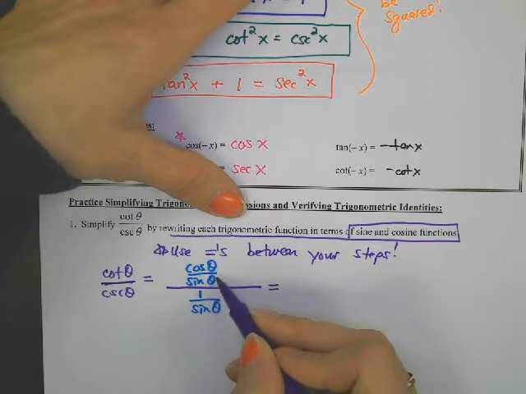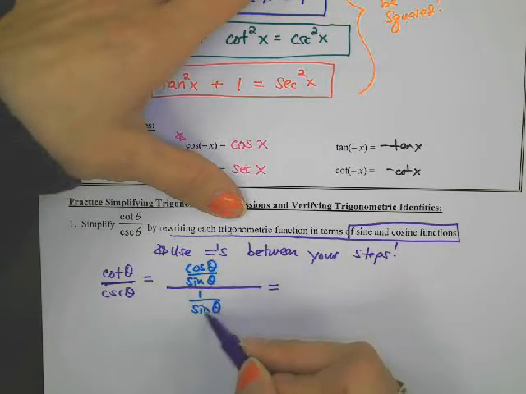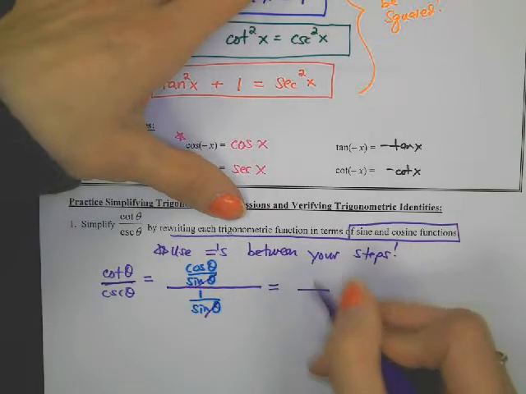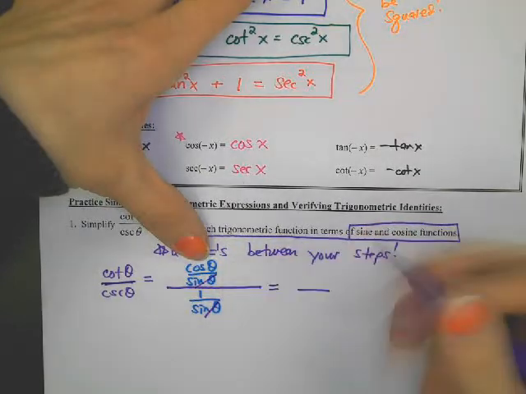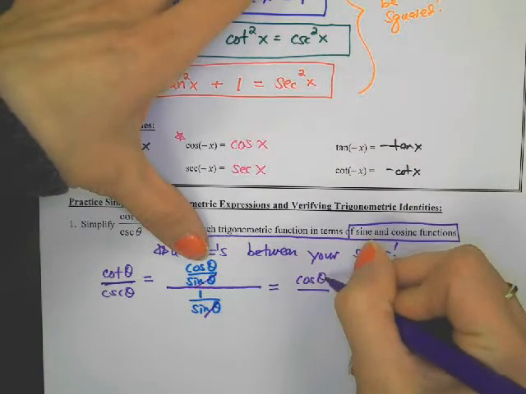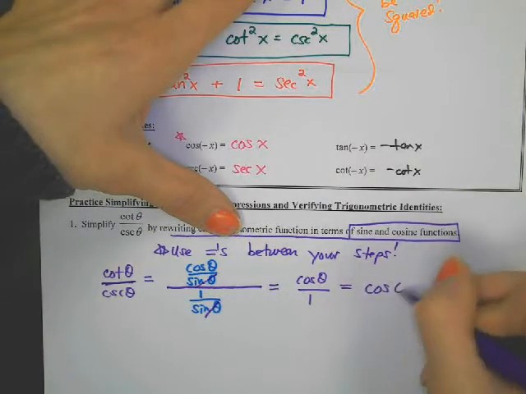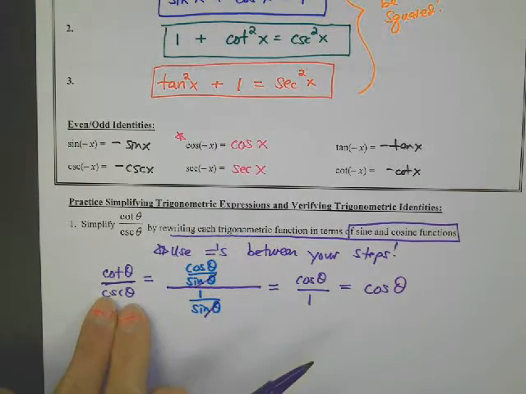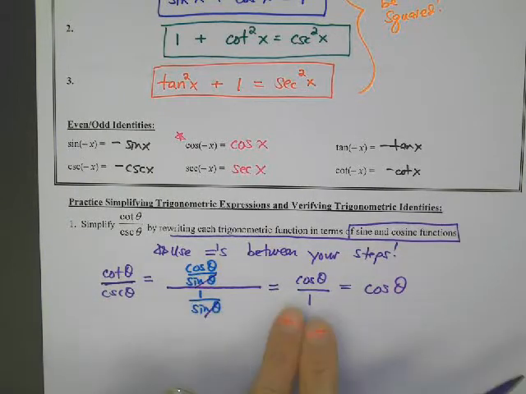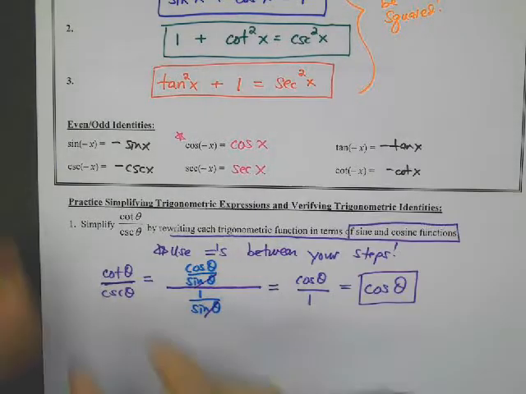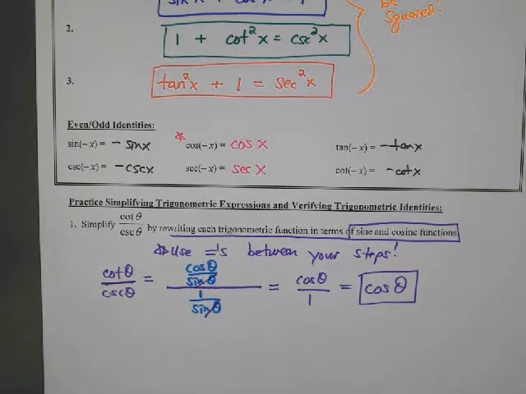Now, can you cancel a denominator with a denominator? Absolutely. So what's left in the numerator then? Cosine of theta. And in the denominator, we just have a 1, so that means this equals cosine of theta. So this trig identity, which equaled this stuff, which equaled this stuff, equals this stuff. And so I'm going to box my final answer. You must put equal signs between each step. They're all equal, they're all equivalent, but they're getting more simple.